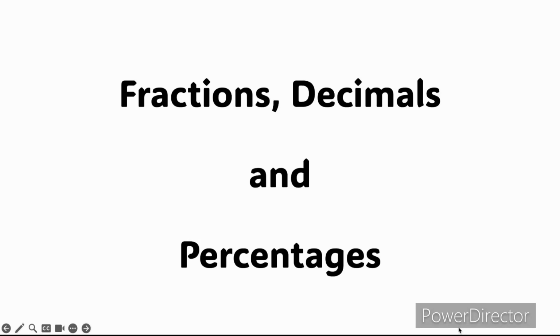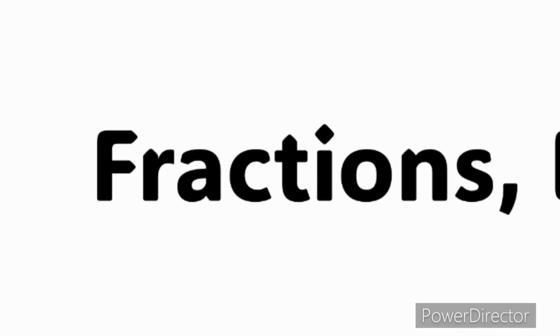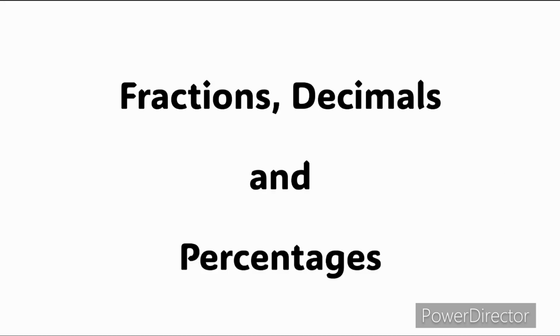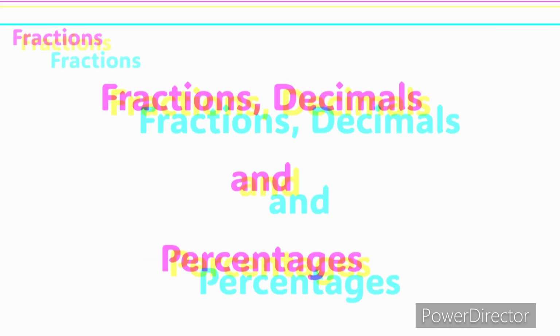Numbers could usually be expressed in three forms: fractions, decimals, and percentages. They have different identities, but they also have a lot in common. Today, we're going to have a look at them. So let's start with the first one, fractions.